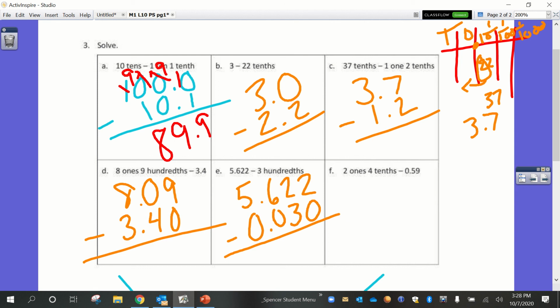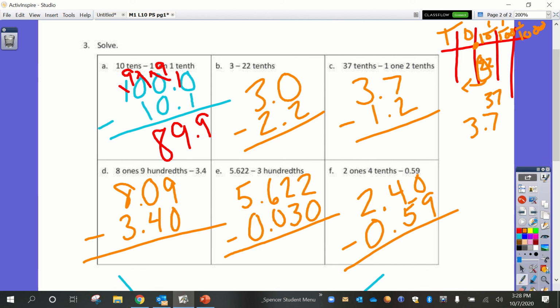For F, 2 1s, 4 10ths. So 2 in the ones place. I know the tenths come right after the ones. And I'm going to subtract 0 and 59 hundredths, which means I need that extra place in the hundredths on this number, so I'll place it with a 0. All right. We have now set them all up. So right now, I'm going to quickly do the work. Hopefully, you've already completed them, because you were pausing as I was doing it. Now we're going to just go back and check your work, see how you did.